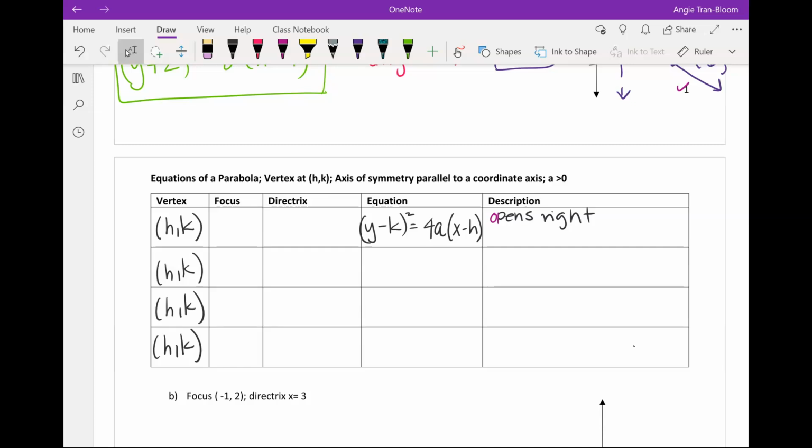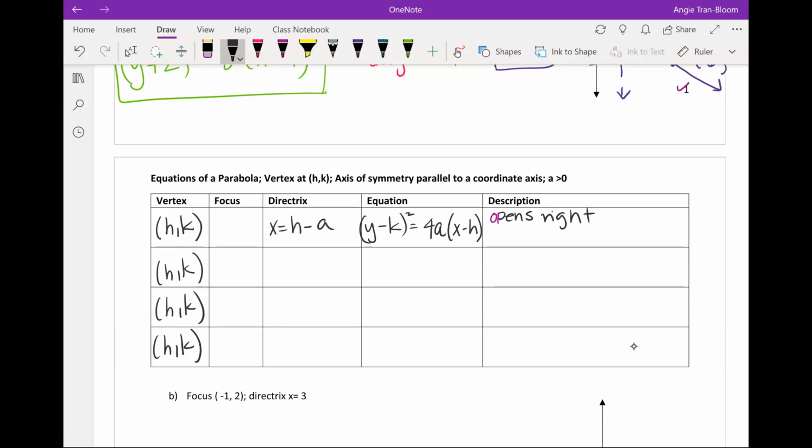Negative a. Not just negative a, but you're close. You're going to subtract the a from which coordinate? The x coordinate or the y coordinate? The x coordinate, h. You guys agree? So would you agree that the directrix would be x equals h take away what? A. Okay. So x equals h take away a.